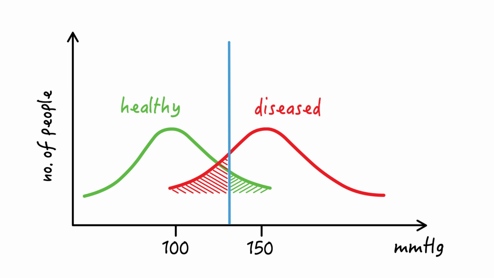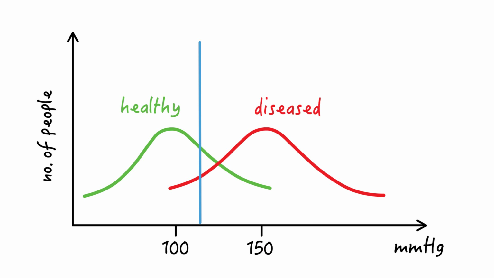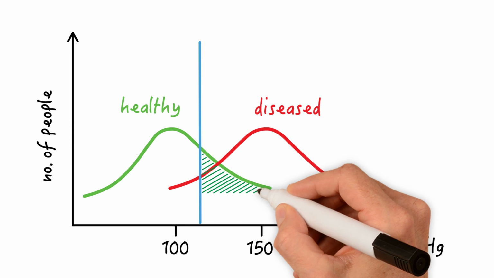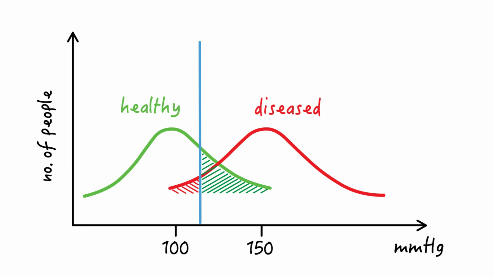So coming back to the blood pressure distributions we talked about previously, we said that moving the threshold of the test will change the proportion of people falsely and correctly classified as diseased and as healthy. Or let's pick another example relating to heart failure.